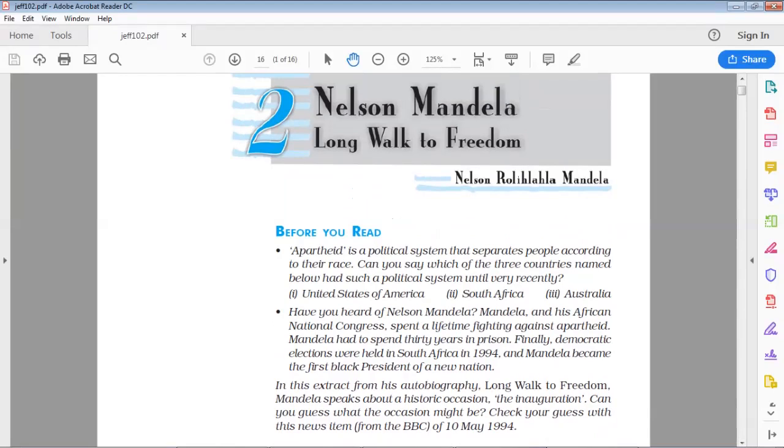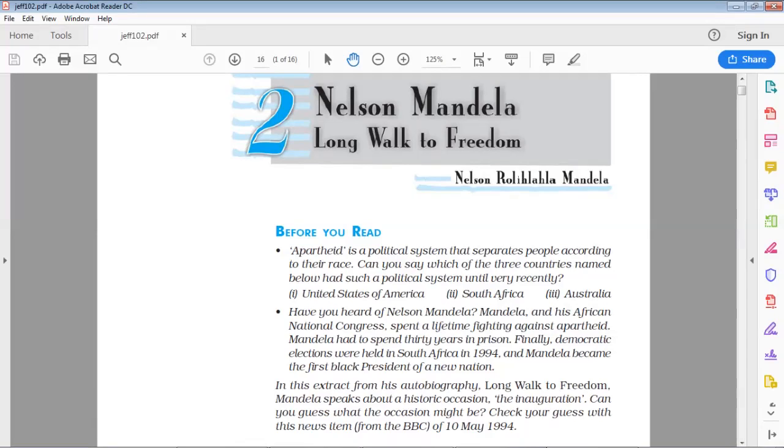Before you read, let us read what is written here. Apartheid is a political system that separates people according to their race. Can you say which of the three countries named below had such a political system until very recently? So, recently we can say that South Africa has lived apartheid, the type of racism which South Africa had dealt with.